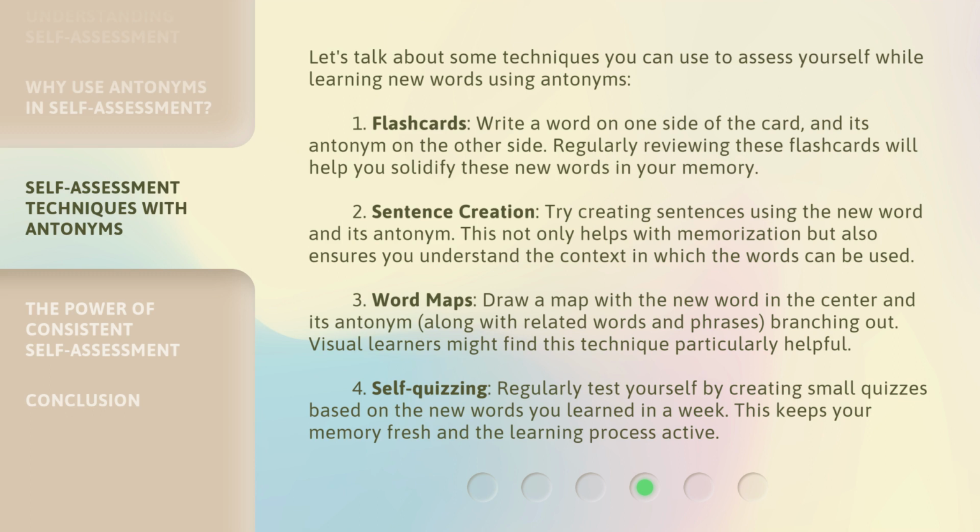3. Word maps. Draw a map with the new word in the center and its antonym, along with related words and phrases, branching out. Visual learners might find this technique particularly helpful. 4. Self-quizzing. Regularly test yourself by creating small quizzes based on the new words you learned in a week. This keeps your memory fresh and the learning process active.